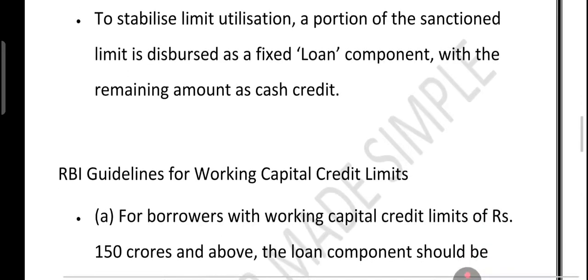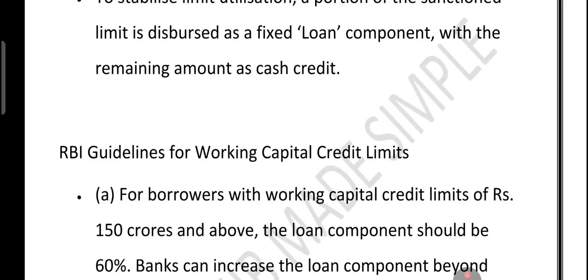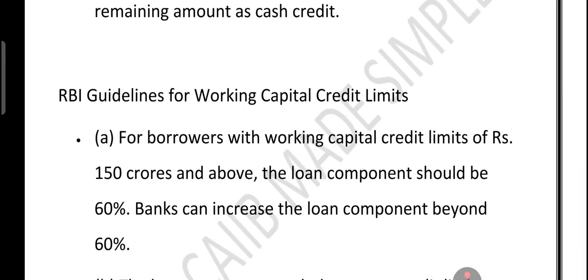Now here is what the RBI says for big borrowers. Here is the key point. For a borrower whose working capital is 150 crore or more, 60% should be the fixed loan component, right? I told you there should be two components. The loan component is a fixed part disbursed as a term loan, and cash credit is a flexible part used as needed, right? This helps in better fund management and gives more stability to the arrangement. So if the working capital limit is 150 crore or more, then 60% of that should be the loan component, right? This helps control cash flow and track fund usage.